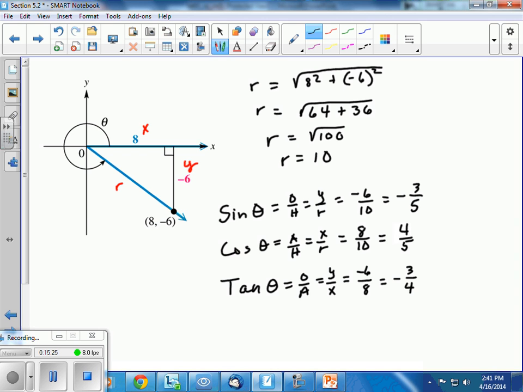From that, we can get our reciprocals, and I'm sorry, I'm going to have to kind of squeeze this in here. We have the cosecant of theta, which will be negative 5/3, the secant of theta, which is going to be 5 over 4, again reciprocals, and the cotangent of theta, which is going to be negative 4/3.